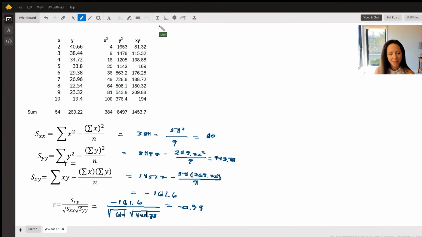Hi there, I'm Diane, and you wanted to know how to do the correlation coefficient for this data, where here's the x from 2 to 10, and here's the y, and that's year and temperature.